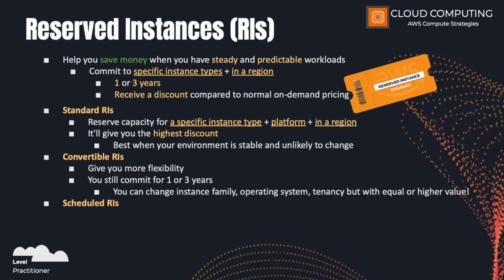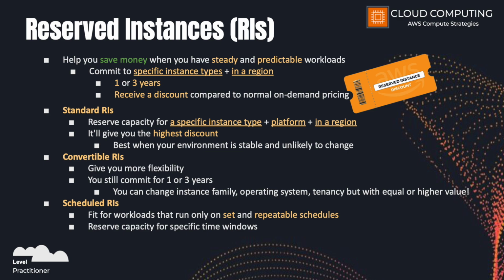Scheduled RIs are for workloads that only run on a specific schedule. You reserve a particular instance type for set time windows, such as a few hours every weekday night or 1 weekend per month for batch processing. For example, if you run a monthly batch job on the first weekend of each month, you don't have to pay for that capacity all month long. You just reserve it for the times you need it.